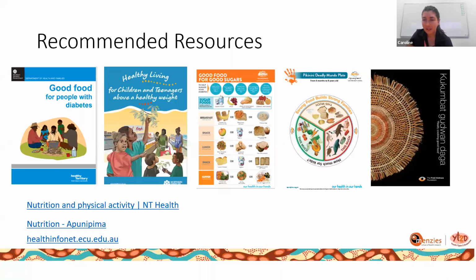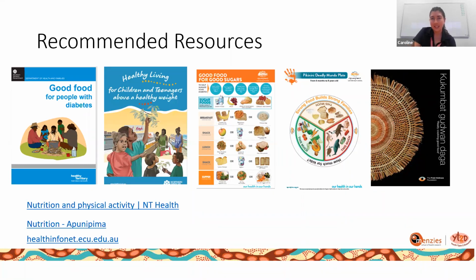And then the Healthier Living for Children and Teenagers Above a Healthy Weight is another NT resource that is specific for children, and a lot of the lifestyle messages overlap with those that would be for youth with type 2. And then the Tuapuna Pima resources are both great visual references that can support dietary advice using foods commonly consumed in remote communities. And the final one is a cookbook that we often use when cooking in community. It's got some visual instructions using ingredients that are found in remote stores.